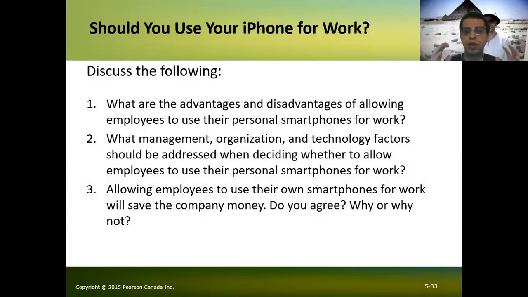So the question: should we use the iPhone for work? And we can discuss these issues separately. Read them, think about them, and let's talk about that.